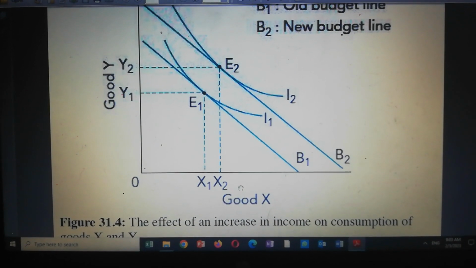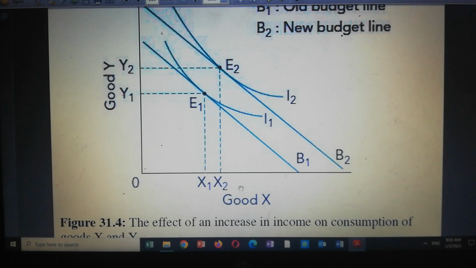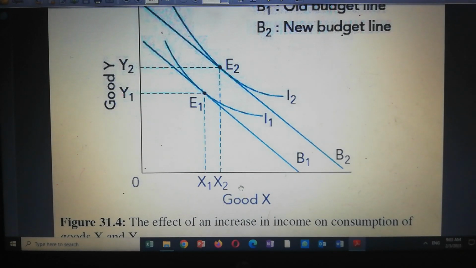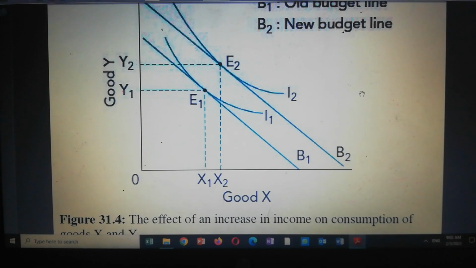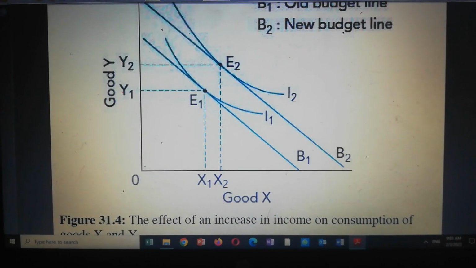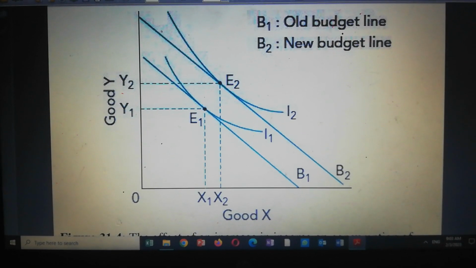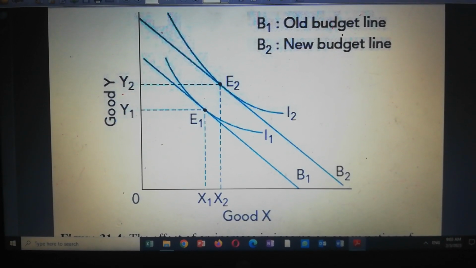So I think from that you can see that as the consumer's income rises, the consumer now has more money to spend on a combination of good X and good Y. As you can see there, the quantity of X being consumed will shift from X1 to X2. The quantity of good Y being consumed will shift also from Y1 to Y2. So B1 indicates the old budget line, and you can see that B2 now indicates the new budget line.